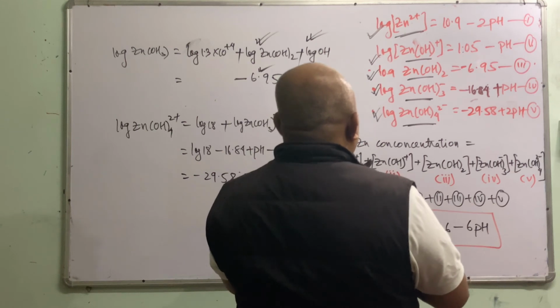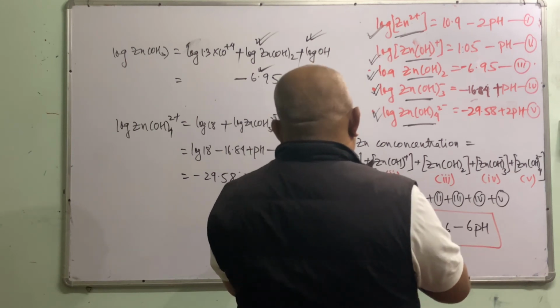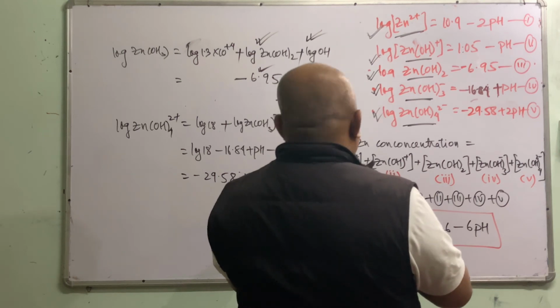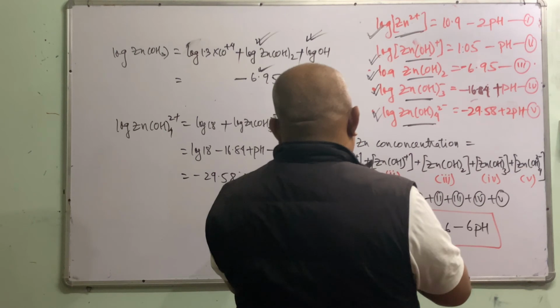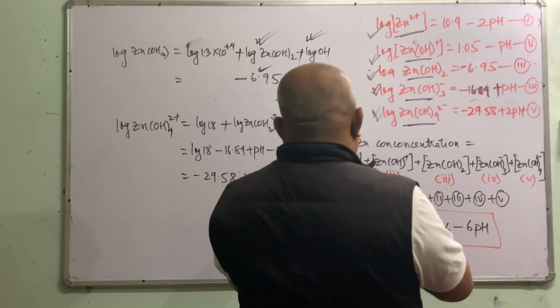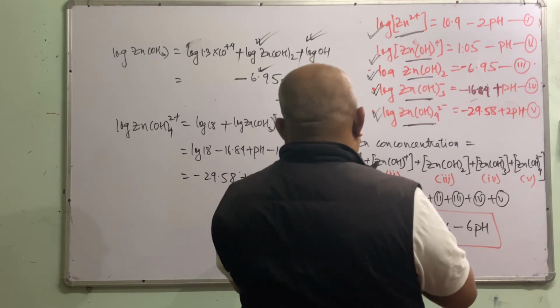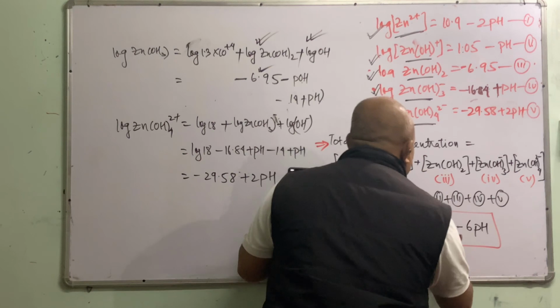What the hell? Even my calculator is not working. 10.9 minus 6.95 minus 16 point, minus 9.58 minus 41 point.